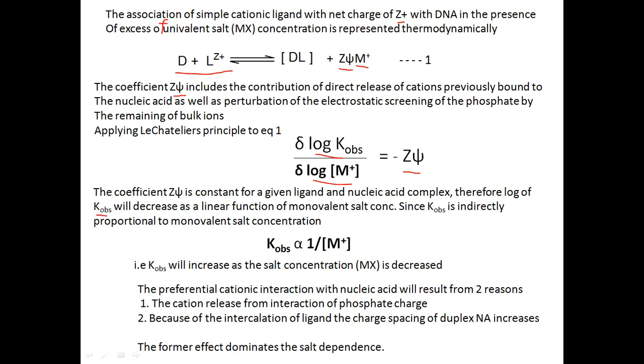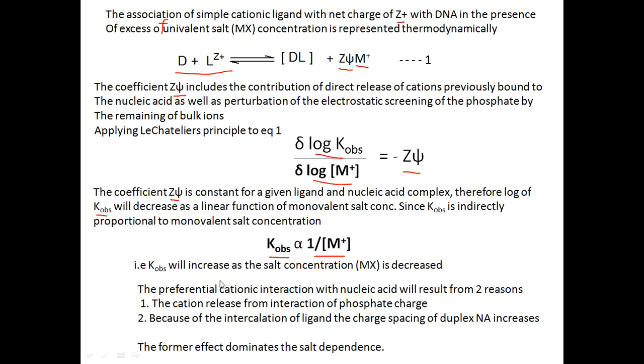So this coefficient Z psi is a constant for a given ligand and nucleic acid complex. Therefore, the log of K absorb will decrease as a linear function of monovalent salt concentration. So what it says from here is that the binding constant K absorb is inversely proportional to the salt concentration. As the salt concentration increases, the binding constant for the particular ligand to the nucleic acid will decrease, and the K absorb will increase if the salt concentration is decreased. So at a lower salt concentration, the ligand will bind more effectively to the nucleic acid than at a higher concentration of salt.